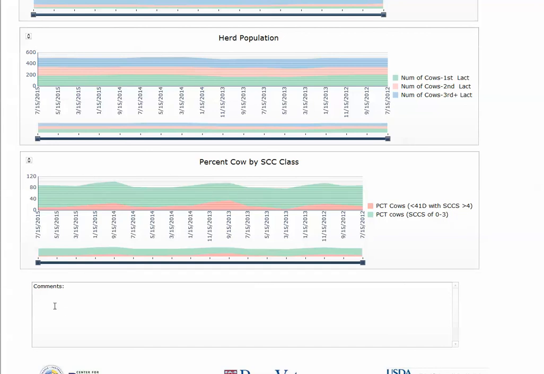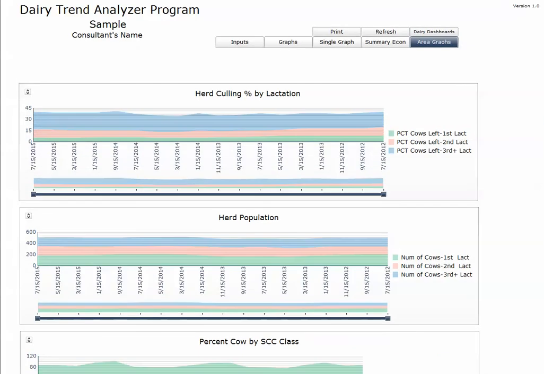In each of the graphic areas, there's at the bottom an area where the user can enter in comments, and each of these screens can be printed out and fit on a singular printed sheet. There's also a link to our dairy dashboards. So the program is interrelated with all the other programs that we have.